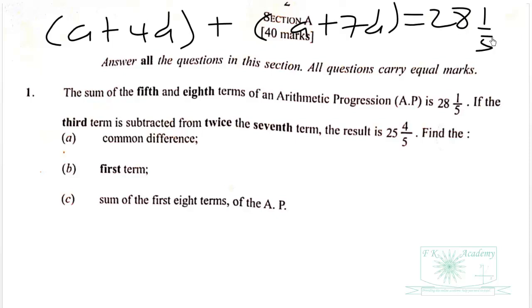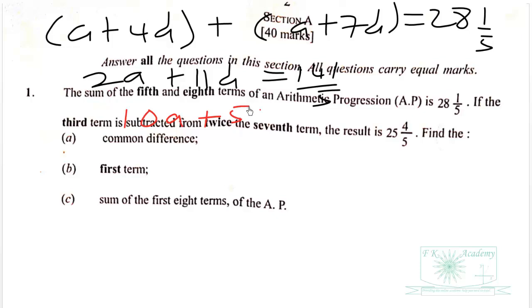So when we simplify this, we will obtain something like 2a plus 11d is equal to 141 over 5. We can multiply through by 5 to obtain 10a plus 55d is equal to 141. We can call this our first equation.